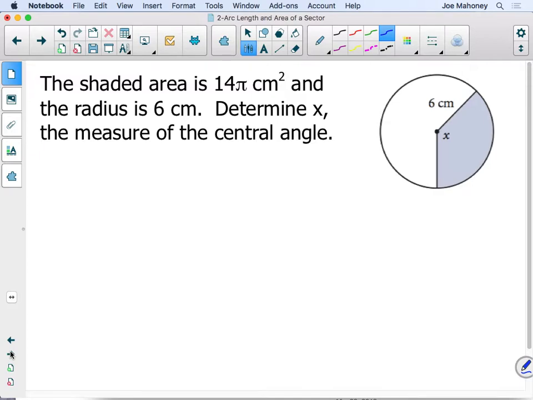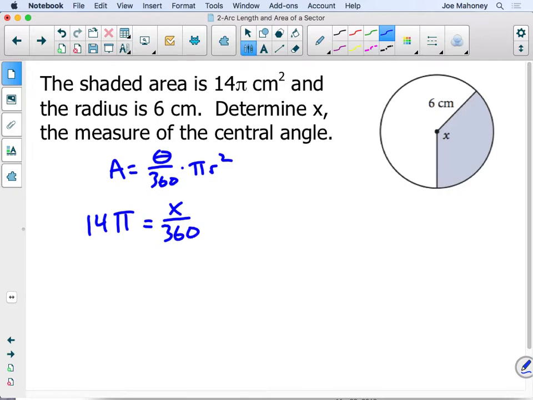In this one, we're given the area of the shaded region. So in my formula, area equals theta over 360 times pi r squared. I know my area is 14 pi. I'm looking for x, the value of the central angle, so I'm looking for theta. I'll call it an x, it doesn't matter. I know that my radius is 6 centimeters. So this is another equation to solve. Let's start simplifying a couple things on the right side. One thing you might notice is that 6 squared is 36.